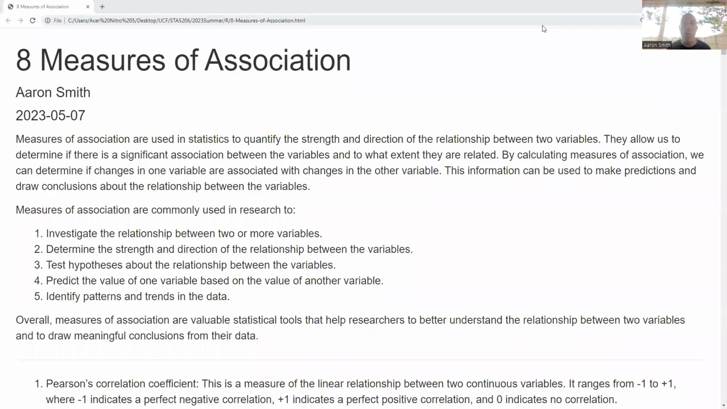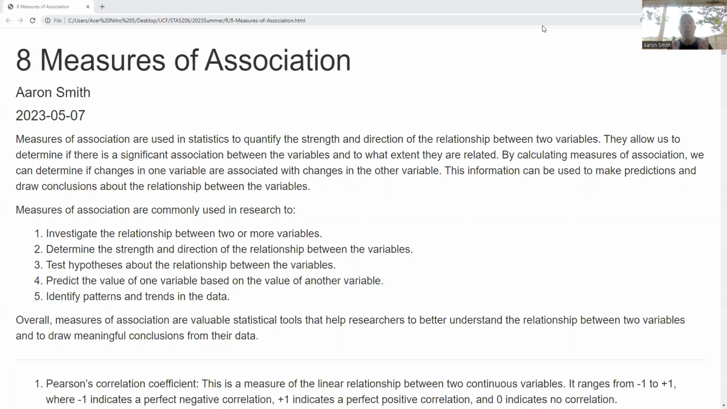Hi, in this video, we want to take a look at measures of association when we're analyzing our data. Measures of association are techniques that we use to determine, from a math point of view, is there a relationship between two variables?